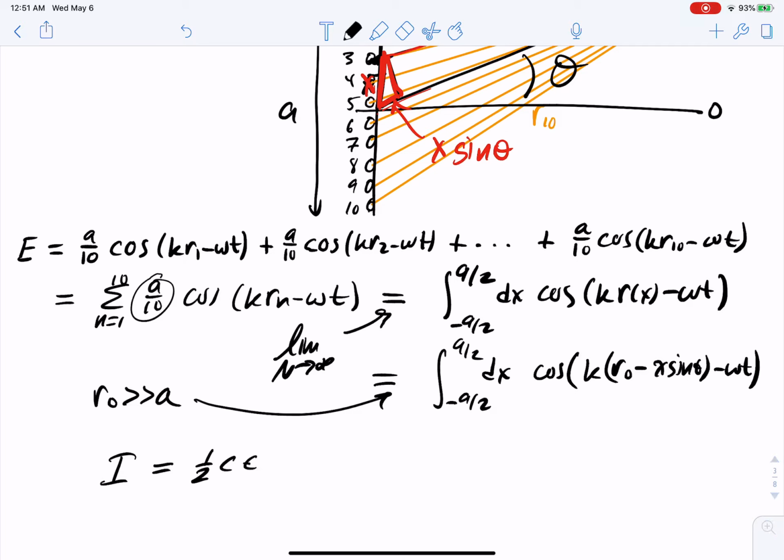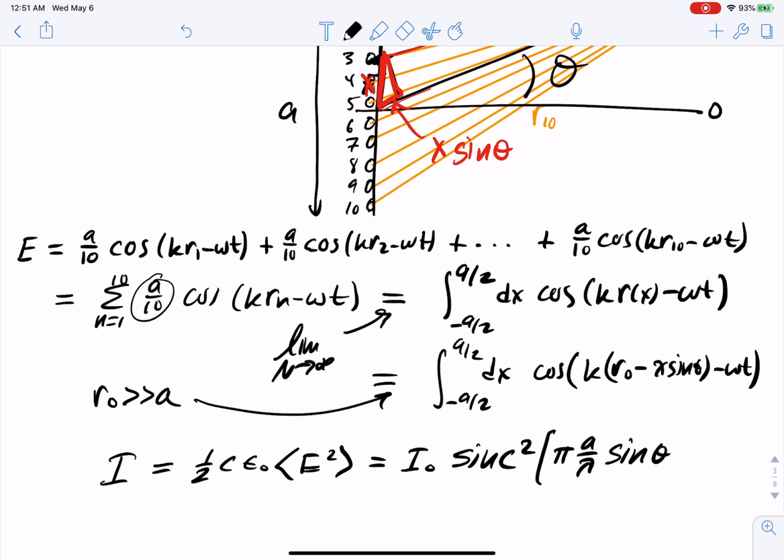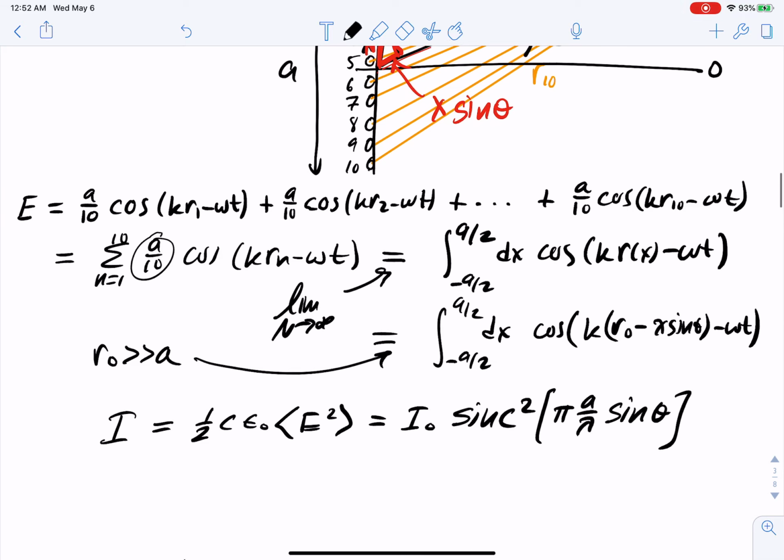Okay, and we know how to calculate this. We take the time average of the electric field squared and multiply by 1/2 the speed of light times epsilon naught. If you do this integral, you'll find it's going to be a constant times the sinc squared of pi a, the slit opening width, divided by the wavelength times the sine of the angle. Again, that's something you could definitely do if you took half an hour or an hour and just worked it out.